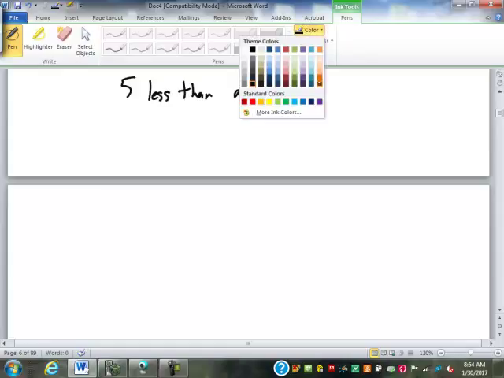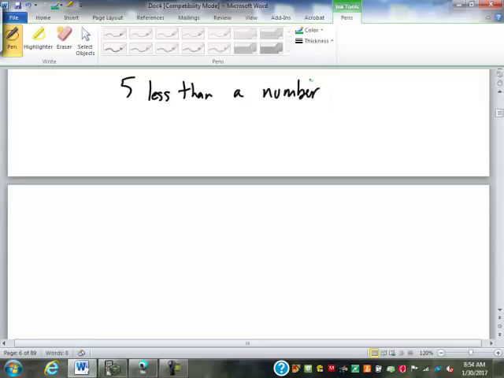Now this one here, this is a wording that tends to confuse people. This does not say 5 is less than a number. It says 5 less than a number. To get 5 less than a number, what do we have to do? We have to subtract 5 from something. So I'm going to let my number equal x for now. So x minus 5.